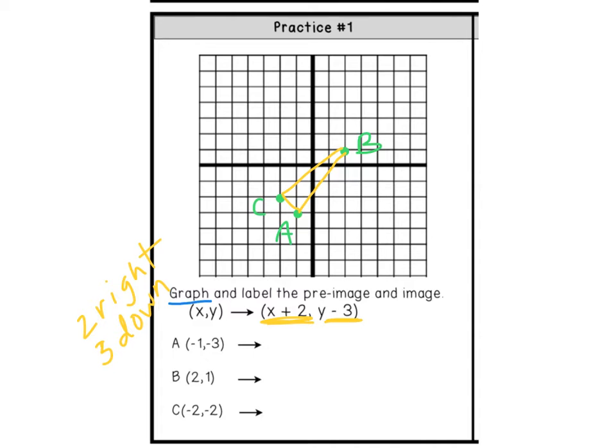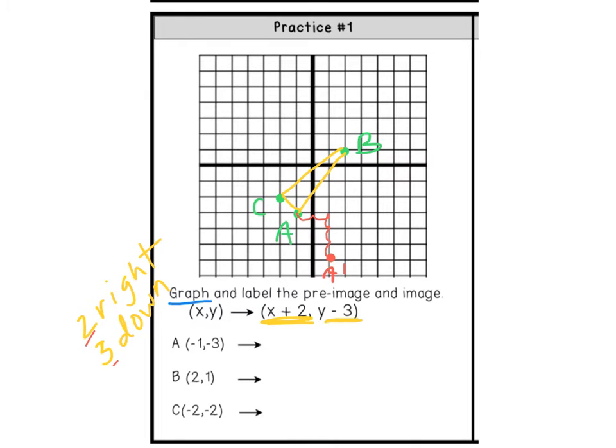Okay, 2 to the right. So let's start with letter A. And we're going to go 2 to the right. So that's 2 to the right, 1, 2. Now you don't have to draw the squiggles. I just do that to show you. And then we're going to go 3 down. So 1, 2, 3. So we're going to be right there for our A prime right there. So mark that A prime.